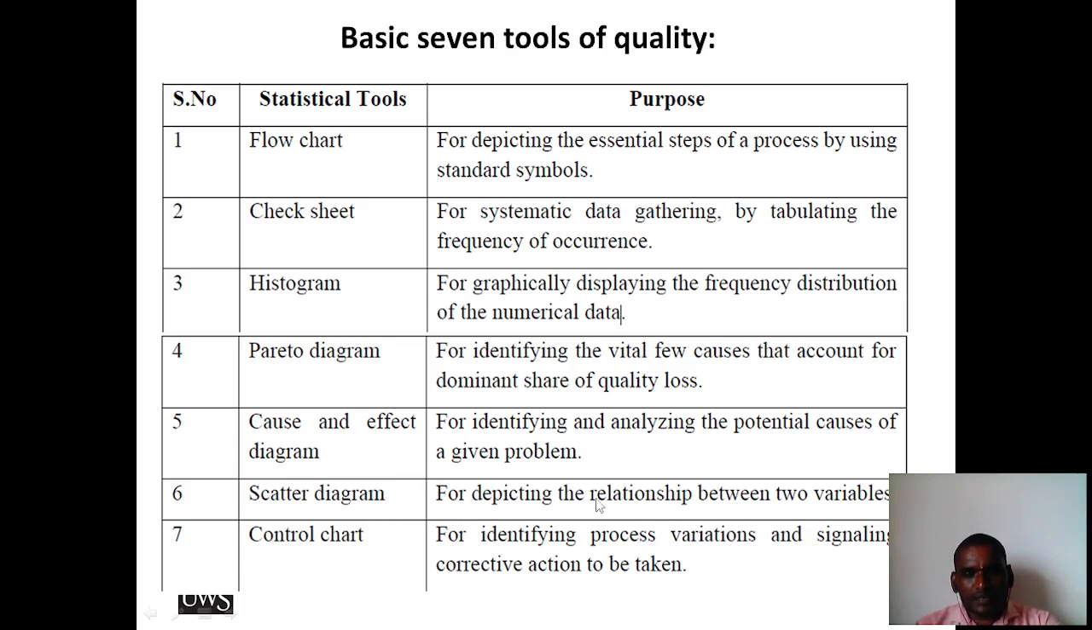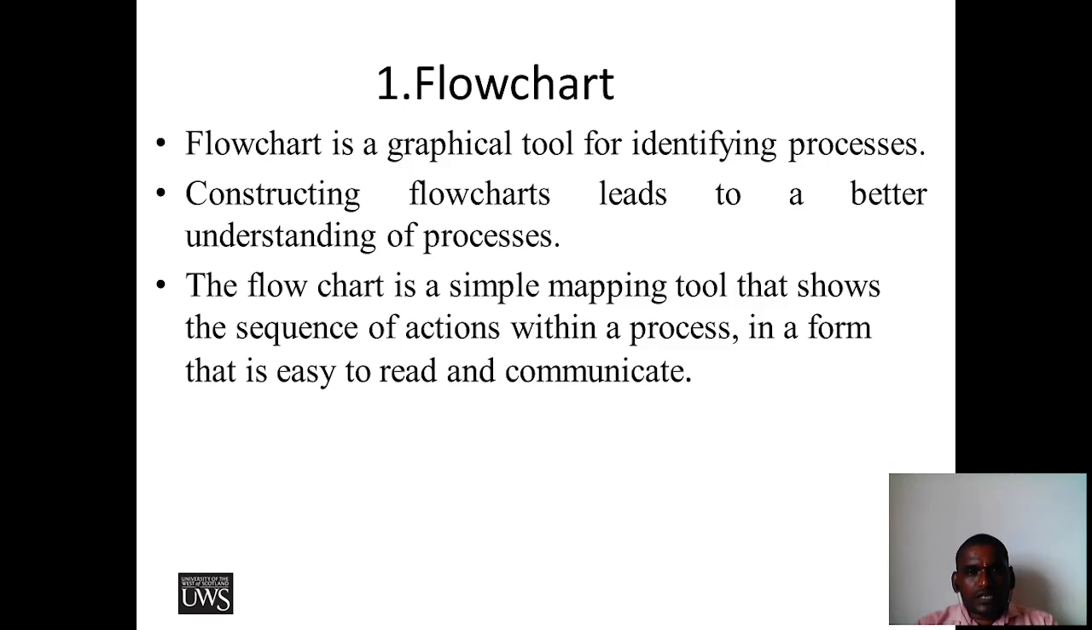And then the sixth one, scatter diagram, shows the relationship between two variables. That's the scatter diagram. That means two variables. It shows the relationship between two variables. Control chart is nothing but identifying the process variations and signaling corrective actions to be taken. These are the 7 basic tools of total quality management. Based on that, we can analyze the quality of the product. Okay. So first one, flow chart.